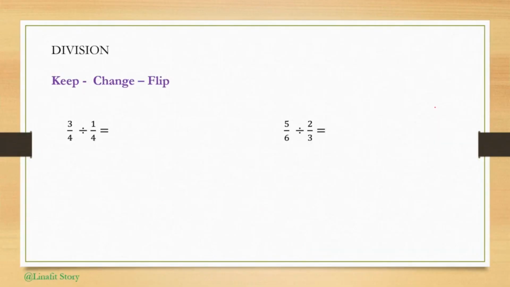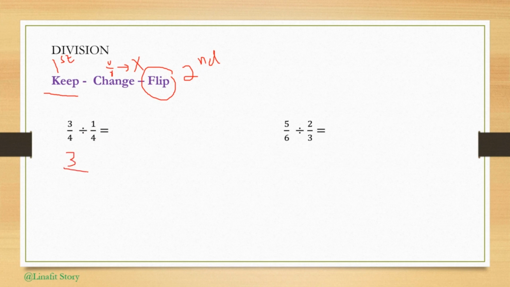Division. In division, you have to remember the rules: keep, change, flip. You just keep the first fraction, then change from the division symbol into a multiplication symbol, and after that flip the second fraction. Keep, change, flip. Keep the first fraction and then flip the second fraction. So for example, 3 out of 4 divided by 1 out of 4.